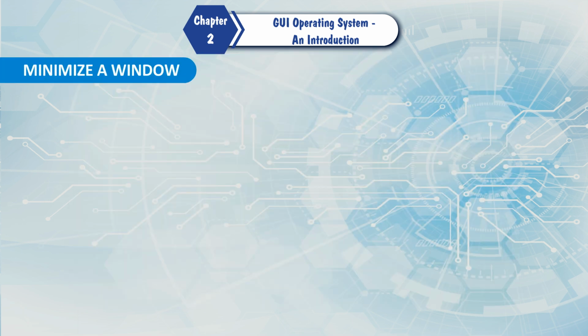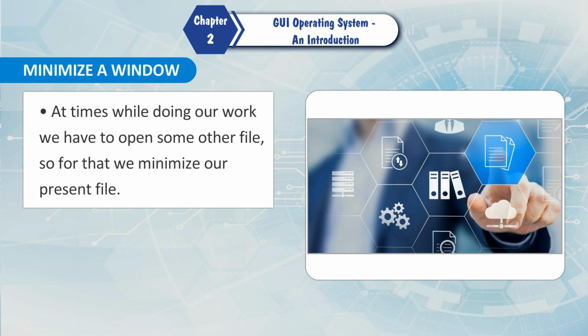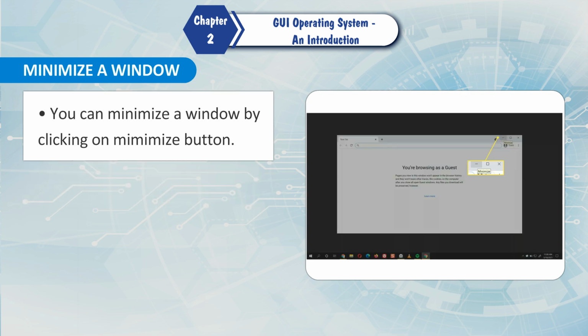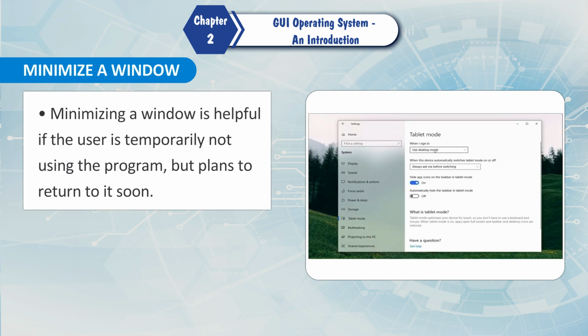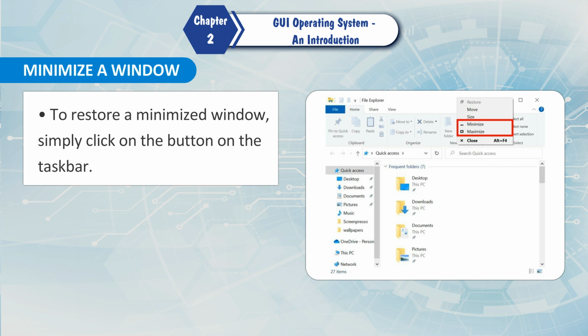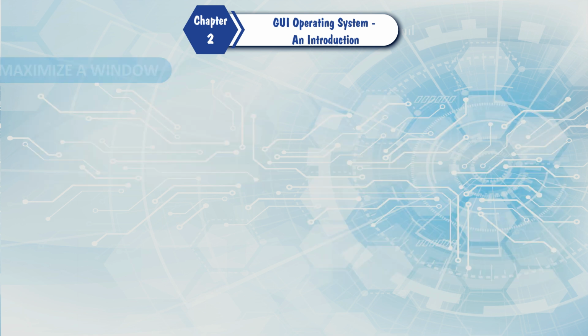Minimize a window. At times while doing our work, we have to open some other file so we minimize our present file. You can minimize a window by clicking on the Minimize button. Minimizing a window is helpful if the user is temporarily not using the program but plans to return to it soon. To restore a minimized window, simply click on the button on the taskbar.